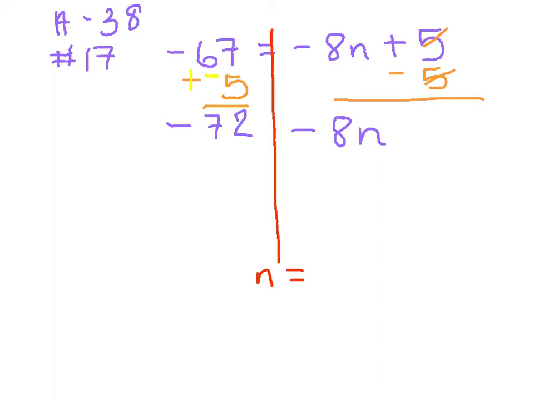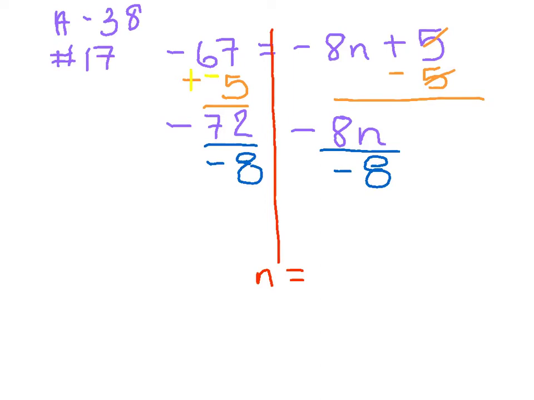And then over here I see that there's my n, and what's keeping n from being isolated is this negative 8. Well, I'm multiplying that negative 8 by n, so in order to undo it, I'm going to divide both sides by that negative 8.